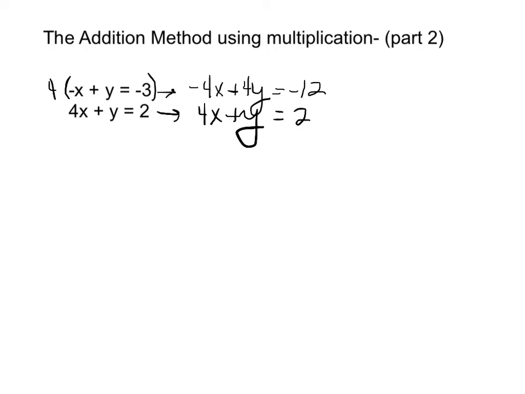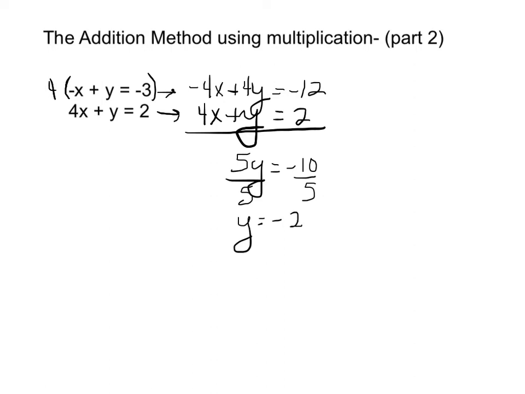So now look, if you combine these two together, the x's are going to cancel. So now if we solve this, x's cancel. 4y plus 1y is 5y. Negative 12 plus 2 is negative 10. I now divide by 5. Y equals negative 2.